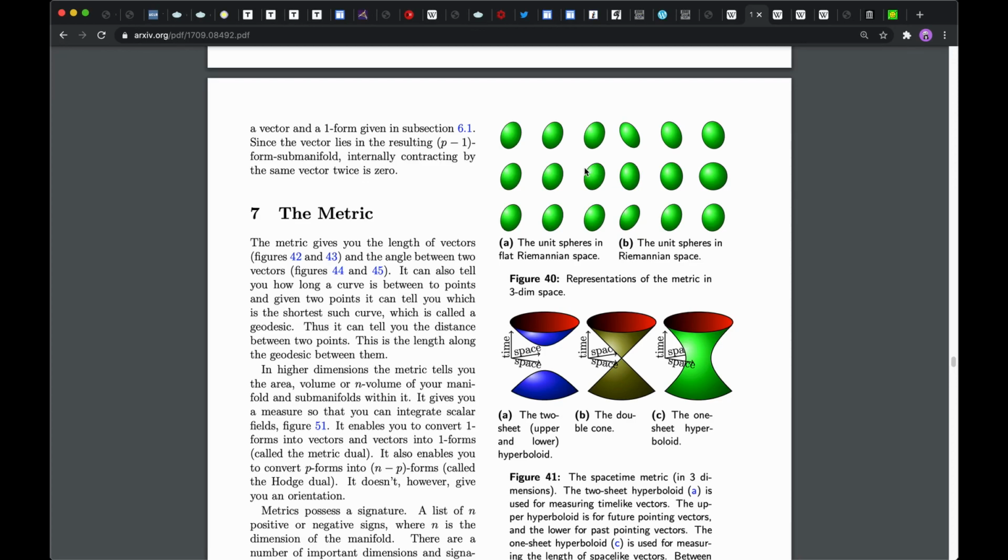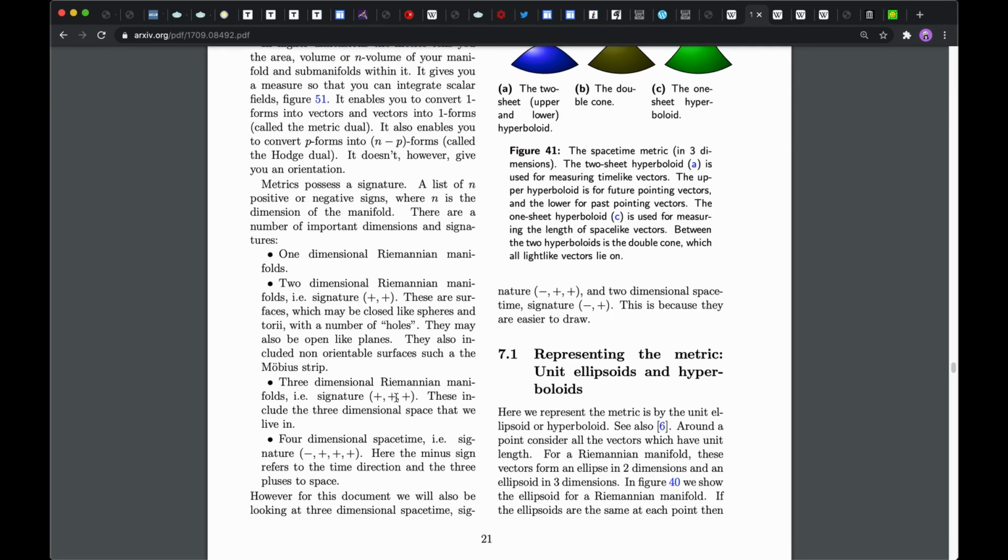Yeah, as far as I understand, I don't remember exactly. Let's take a look at the text here.